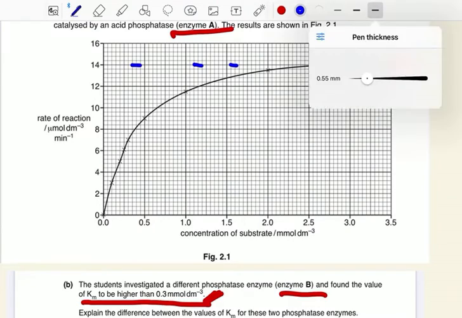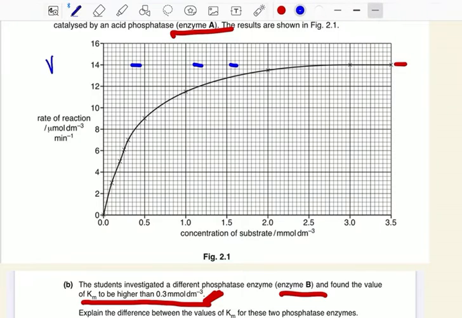This will be the Vmax. If this is the Vmax, then we can calculate the half Vmax. Exactly, we can calculate half, and wherever the half Vmax comes, we plot it down like this, and we will get our Km.